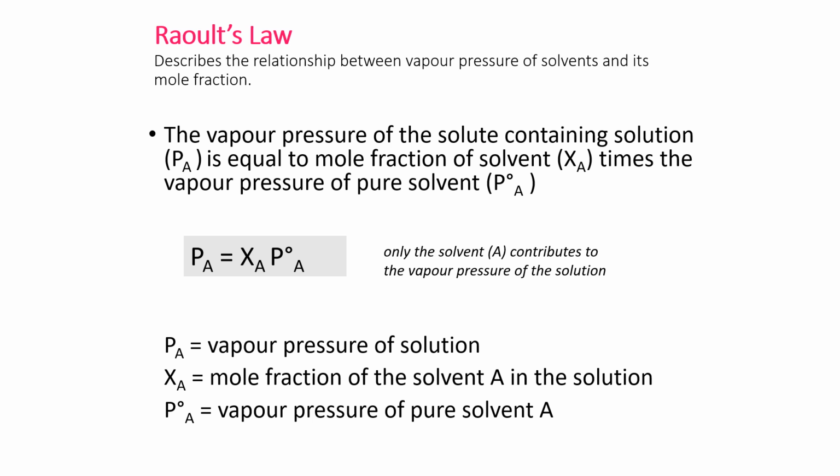What is Raoult's law? Raoult's law describes the relationship between the vapor pressure of solvents and their mole fraction. In this case, the vapor pressure of the solution containing the solute, Pa, is equal to the mole fraction of solvent, Xa, multiplied by the vapor pressure of pure solvent, P0 A. So we have this formula for Raoult's law: Pa equals Xa times P0 A. In this case, only the solvent A contributes to the vapor pressure of the solution.